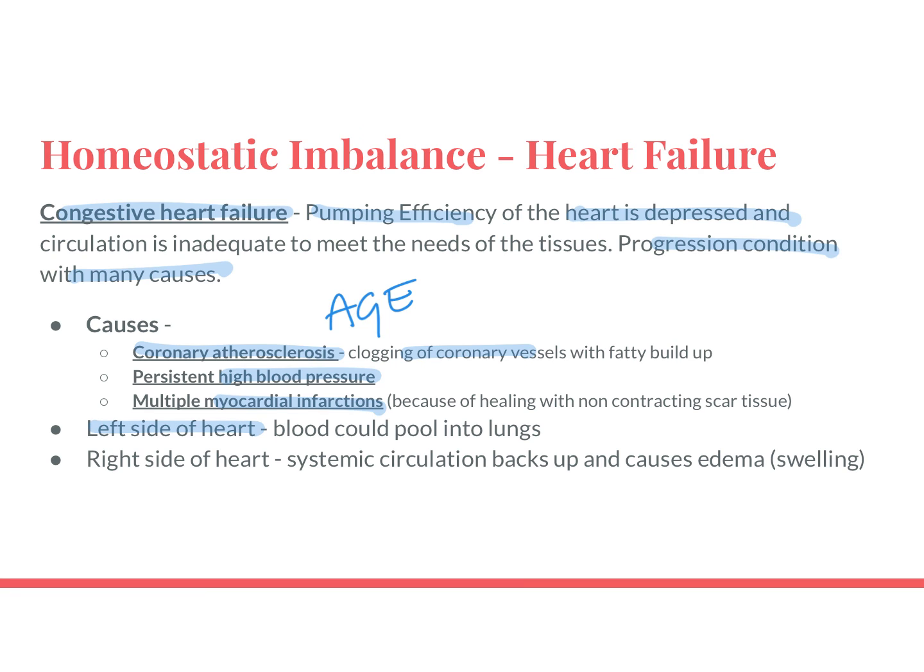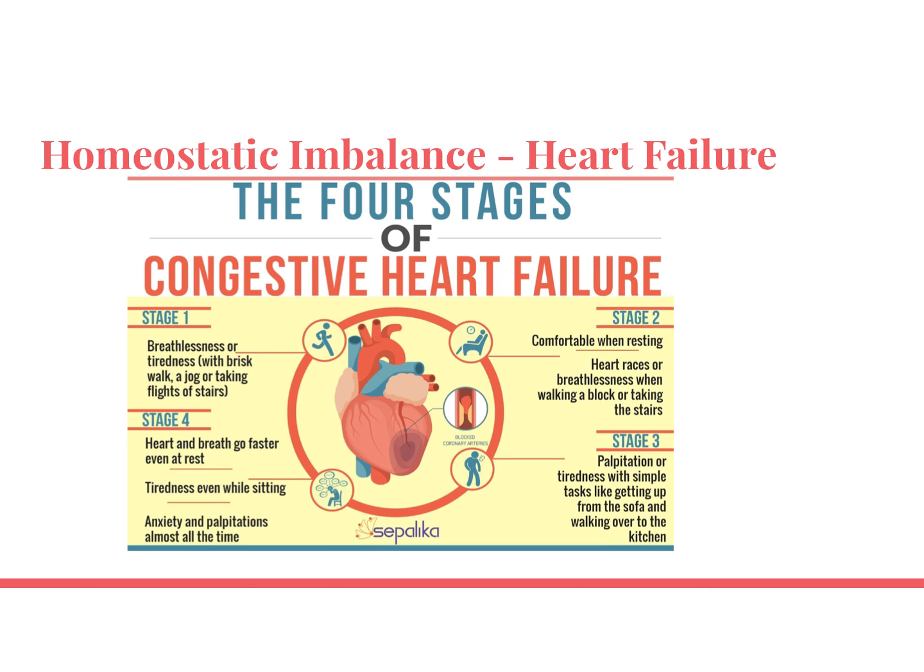If it's on the left side of the heart, blood could be pooling into the lungs. And if it's on the right side of the heart, the systemic circulation of our body could back up. And one of the first signs could be swelling or edema of the limbs of the body. And these are just the stages of congestive heart failure. Again, we said it was progressive. So you start at stage 1, depending on the person, that might last a long time or a little time. And then you progress in seriousness as it gets worse.